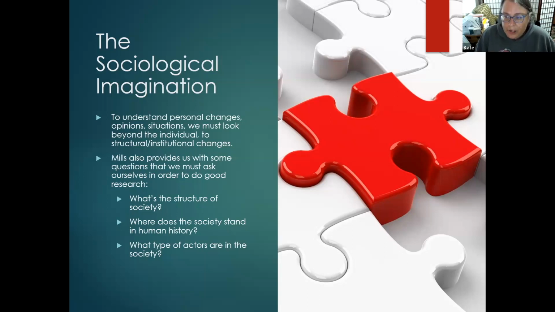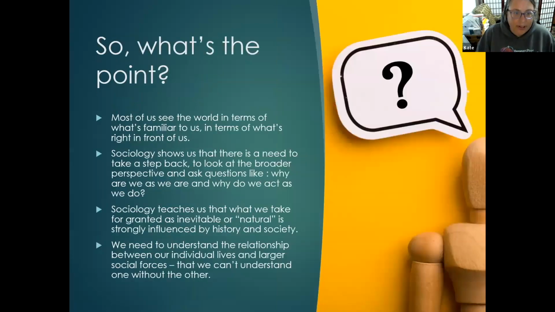So I encourage you to look around you and say, what looks like a personal problem, and how can I use my sociological imagination to turn it into a social problem? So C. Wright Mills provides us with some good questions that we must ask ourselves in order to do good research. What's the structure of society? Where does the society stand in human history? And what type of actors are in the society?